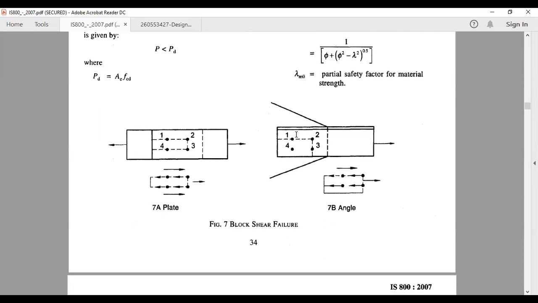This is the diagram for your block shear. The line along 1, 2 will be experiencing shearing. The line along 2 and 3 will be experiencing tension. So what may happen is, when this angle section or tension member fails, the yielding may occur along 1 and 2, along this plane, and rupture or tearing of the angle section may occur along 2 and 3. That is one case, and for that we have one expression. Another case is rupture may take place along line 1 and 2, and yielding may occur along line 2 and 3. For this, we have one more expression.